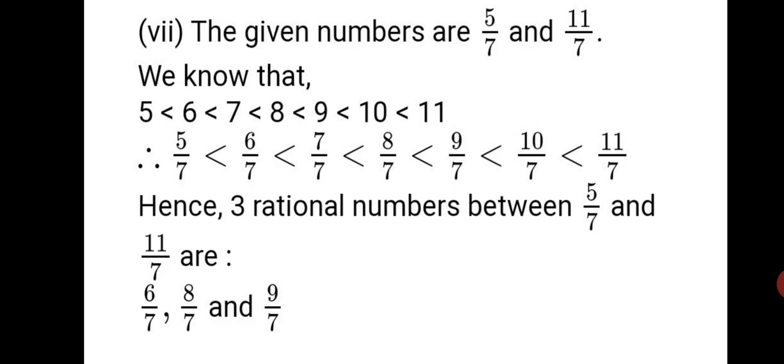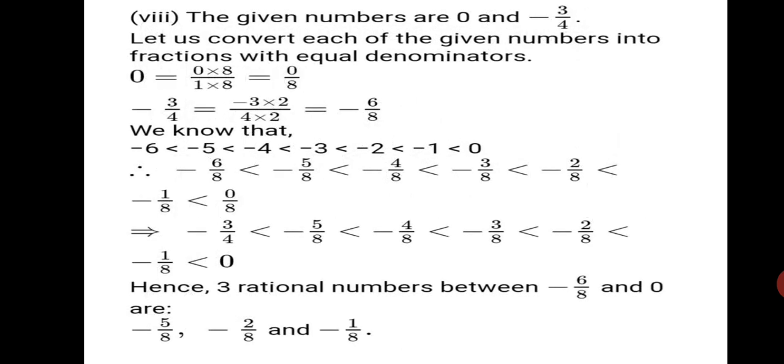There will be many options for some particular sums. Last one, 8th sum. The given numbers are 0 and minus 3 upon 4. Do we have rational numbers between 0 and minus 3 upon 4? Yes, definitely. If you see on number line between 0 and negative numbers, we do have some numbers. So let us convert each of the given numbers into fractions with equal denominators. Now, we take a greater denominator. We can take denominator 4.